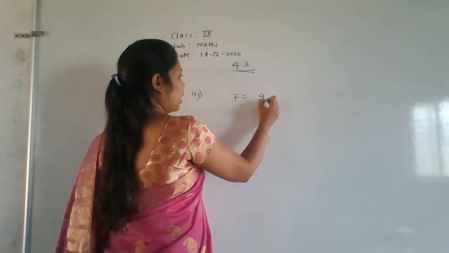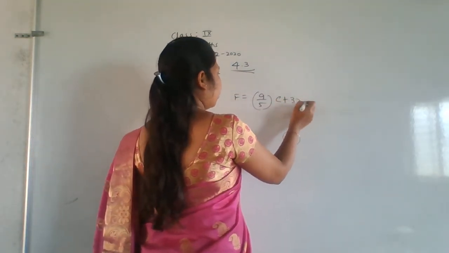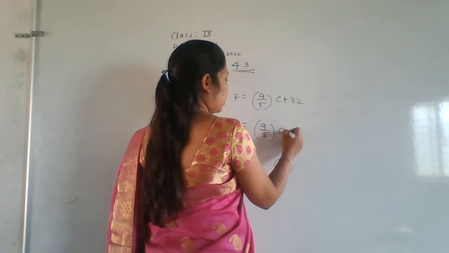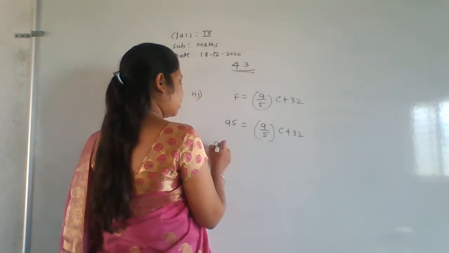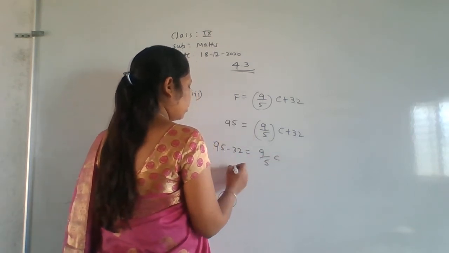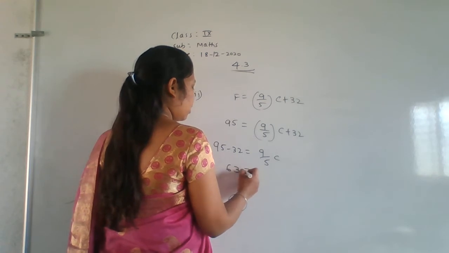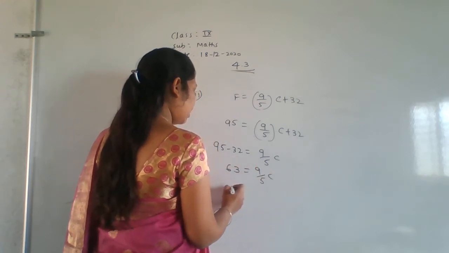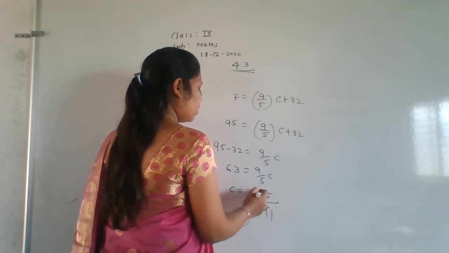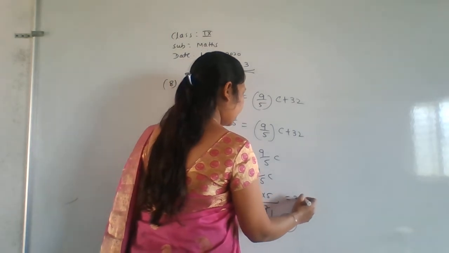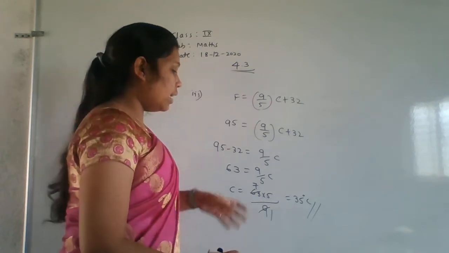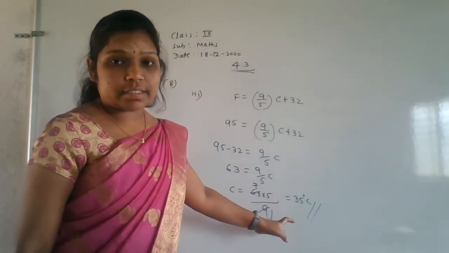Fahrenheit is equal to 9 by 5 Celsius plus 32. Fahrenheit is 95 here, so 95 equals 9 by 5 Celsius plus 32. Take the 32 across: 95 minus 32 is 63, that is equal to 9 by 5 C. And C is equal to 63 into 5 divided by 9. 9 sevens are 63, that is 35 degrees Celsius. So if it is 95 degrees Fahrenheit, then in Celsius it will be 35 degrees Celsius.